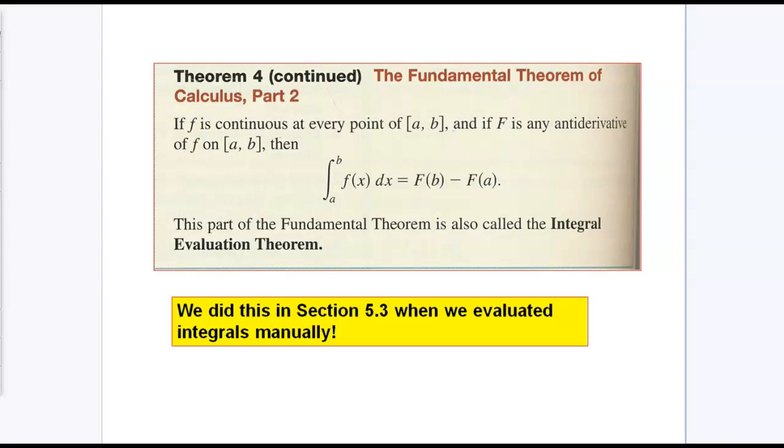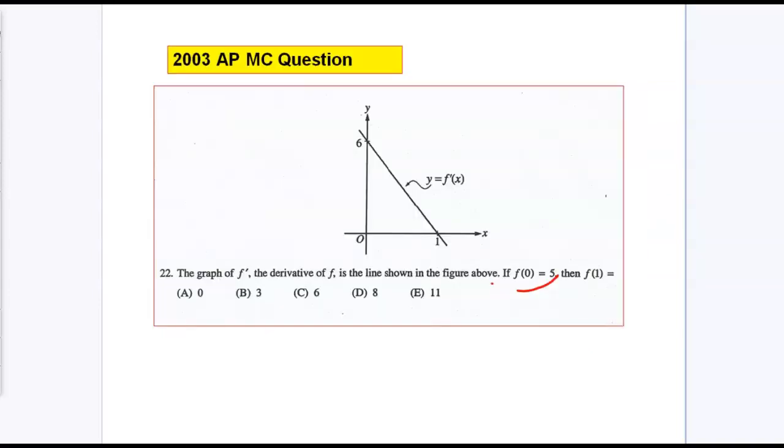In the second part of section 5.4, we're going to look at part 2 of the fundamental theorem of calculus, and that's really what we did in section 5.3 when we evaluated integrals manually. Basically it says if we have an integral from a to b of some function f of x, it's going to be equal to the antiderivative, which is capital F, evaluated at the upper limit, minus the antiderivative evaluated at the lower limit. So let's take a look at an example.